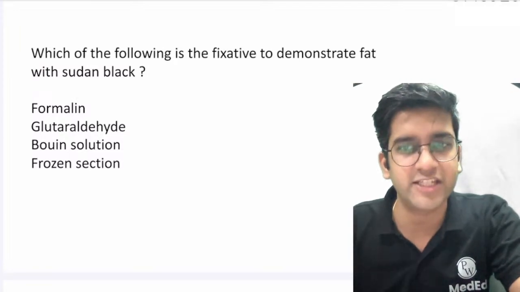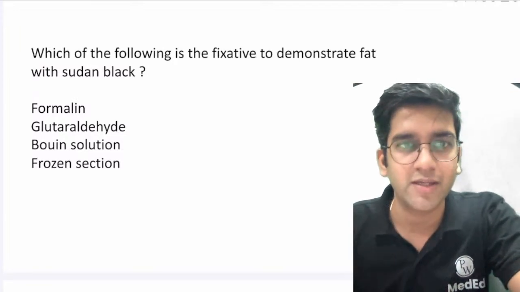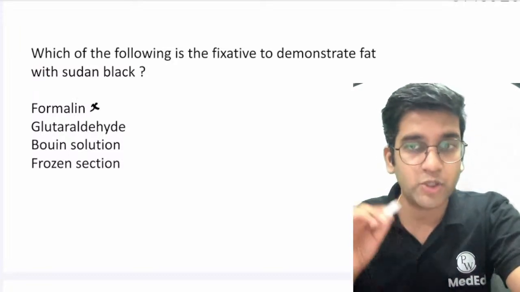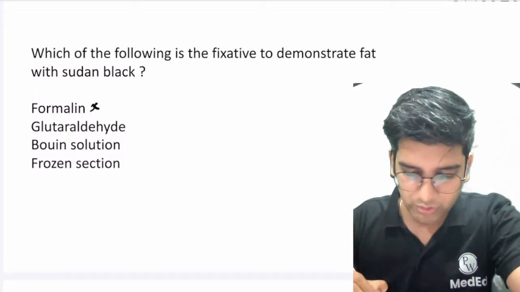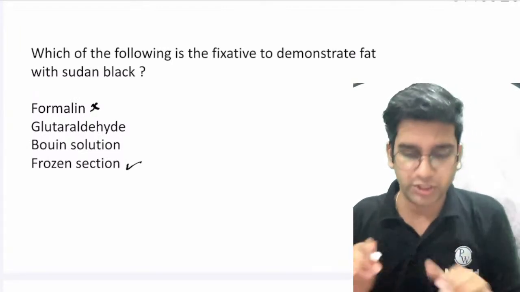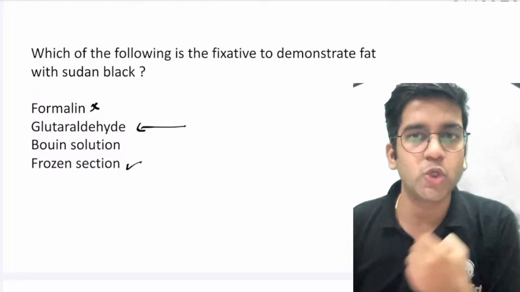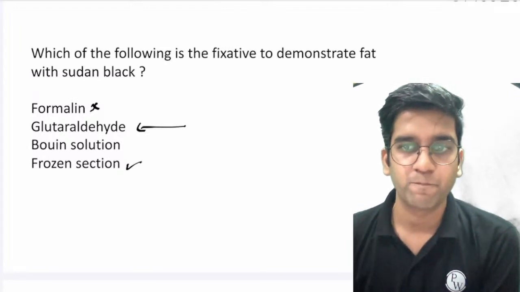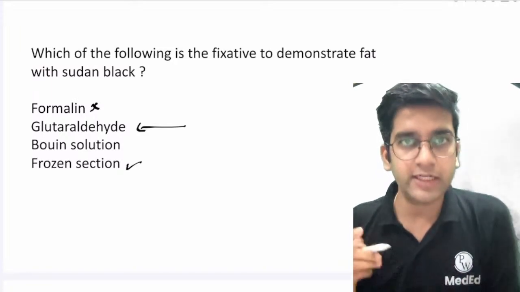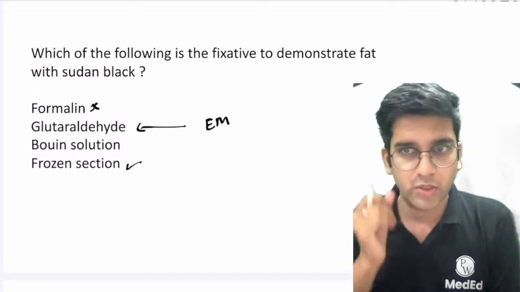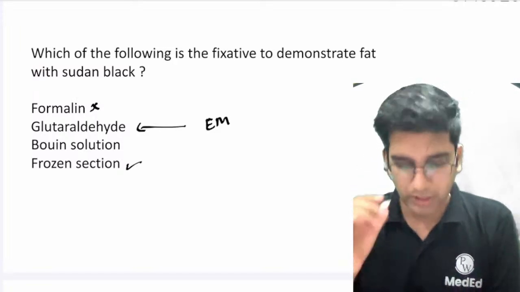Which of the following is a fixative to demonstrate Sudan black? Sudan black is a stain for fat. It cannot be done in formalin because it becomes clear in formalin. So obviously the answer is D, your frozen section. Tell me, just a few other options. Tell me, where do we use glutaraldehyde? I'll tell Harshit. Glutaraldehyde is useful for electron microscopic sections, right? Okay, it's used for electron microscopic sections.